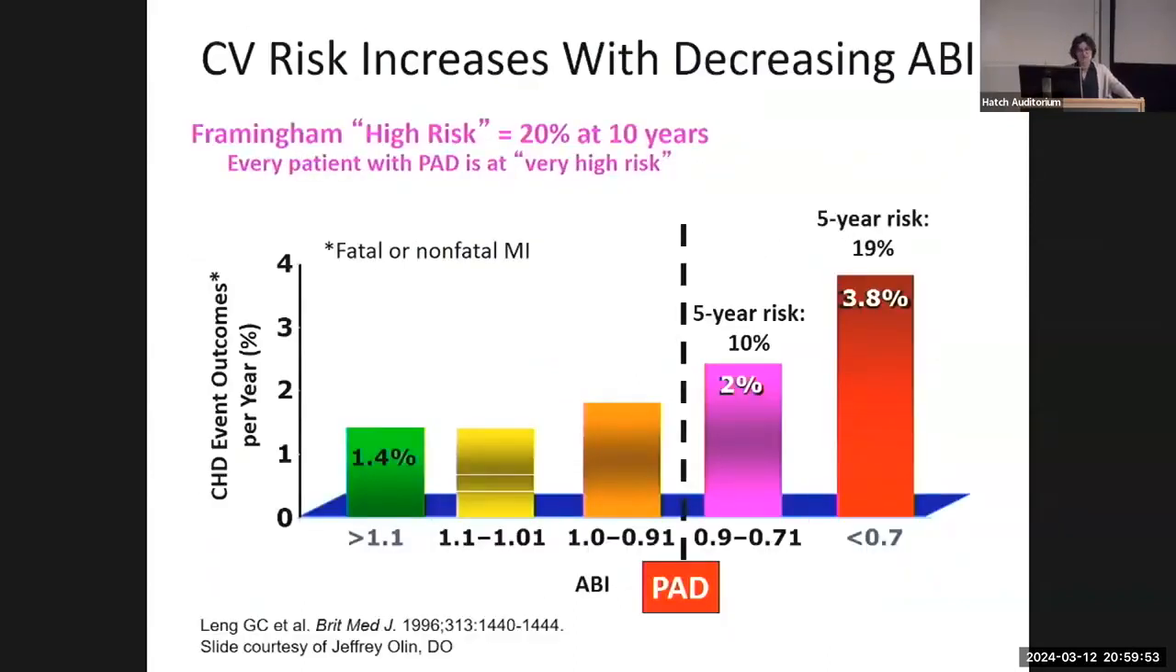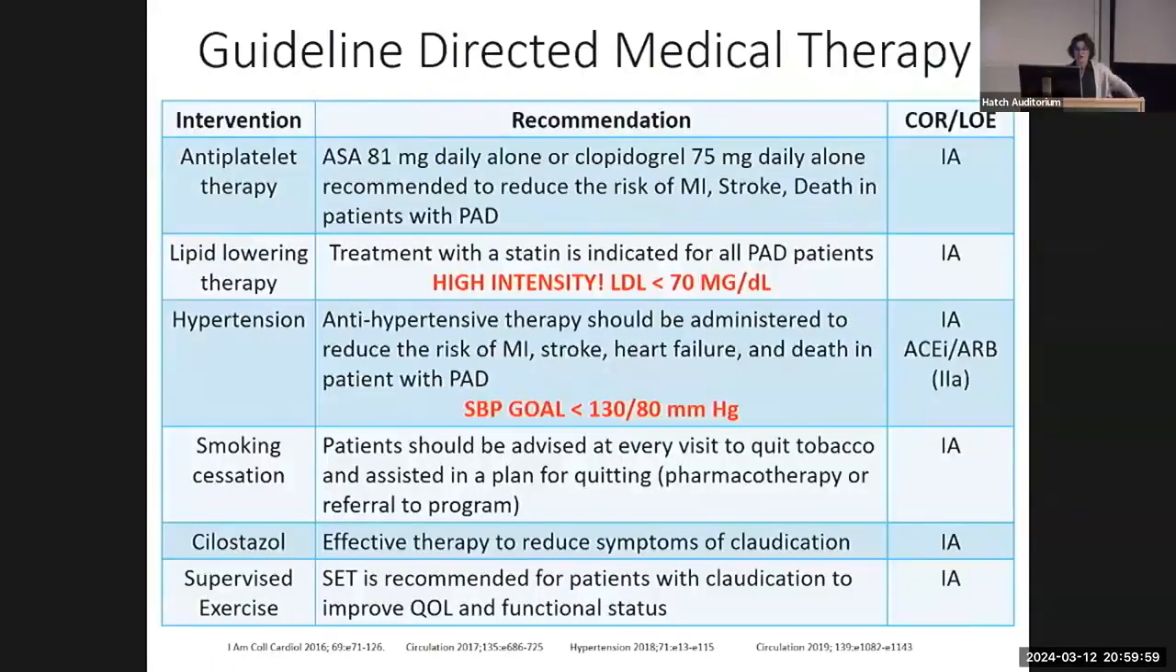And I'll just bring you back to this. Every single patient with PAD is very high risk and should be treated appropriately. So this is the summary slide of what our guideline-directed medical therapy is. We have a lot of level 1 evidence to support this. For our antiplatelet therapy, at minimum, patients should be on aspirin, or I'll make an argument for clopidogrel in our symptomatic patients later on in my talk.